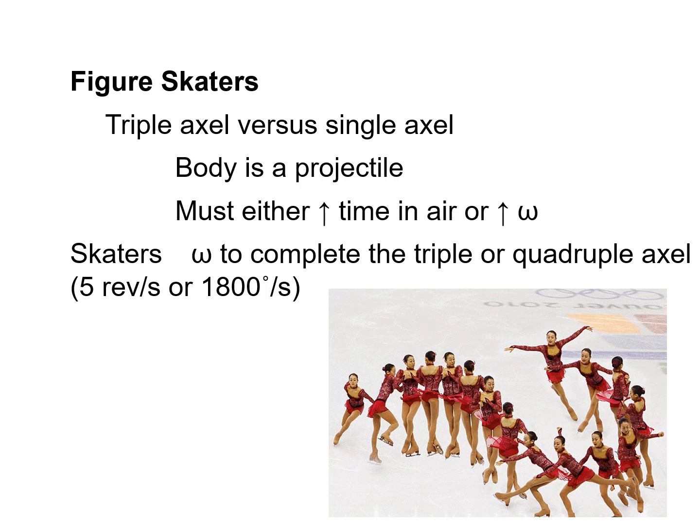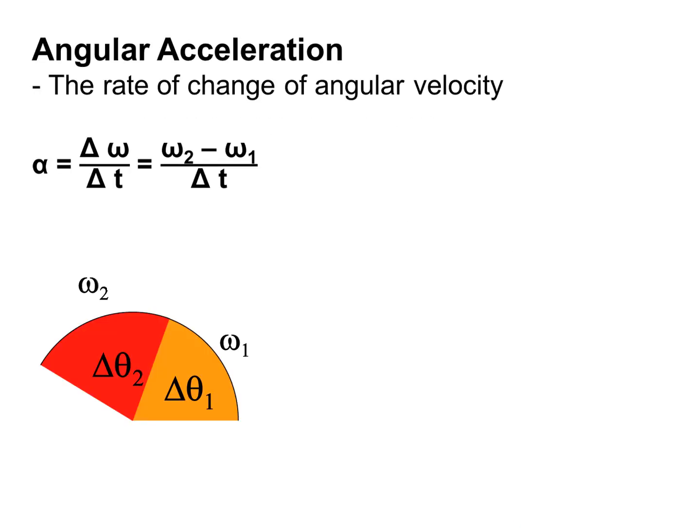A good way to test this out, if you're sitting in an office chair that spins, is to start spinning in your office chair and then tuck your arms and legs towards you, and you'll start going faster. If you then throw them out in front of you, you'll start slowing down. Simply that, we're changing the length of our moment arm. So skaters will increase angular velocity to complete triple or quadruple axles, which may be up to 5 revolutions per second or 1,800 degrees per second.